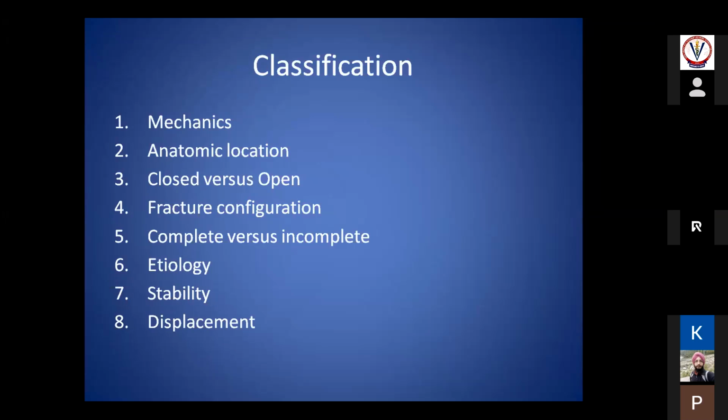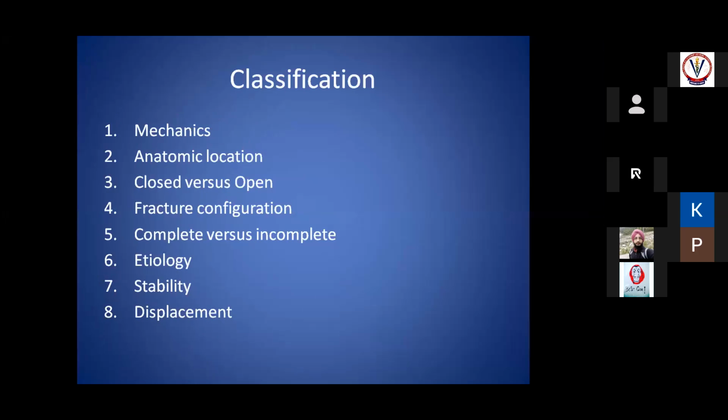Next, we can also classify the fracture based upon configuration, what type of fracture it is, and whether it is a complete fracture or incomplete. Based on etiology, whether it is an automobile accident, a fall from height, or abuse. Abuse means a hit by the owner, or a hit by an enemy of the owner. We put all of them under abuse to the animal.